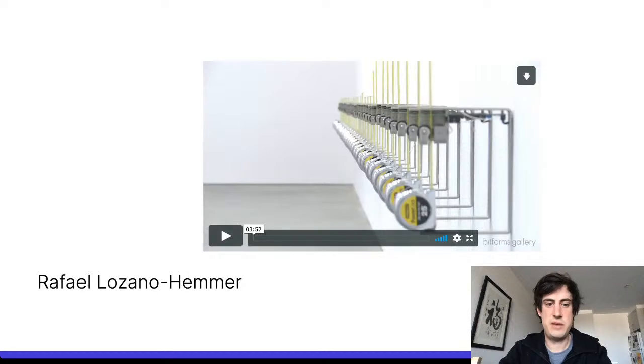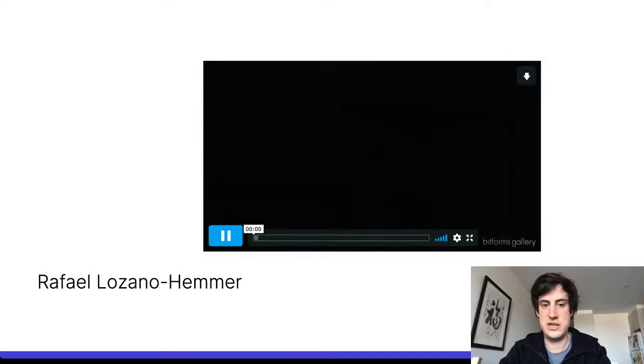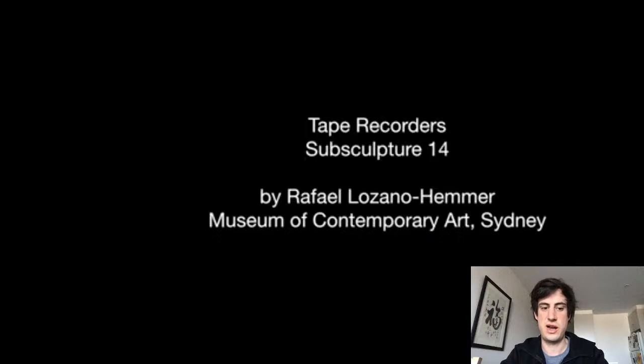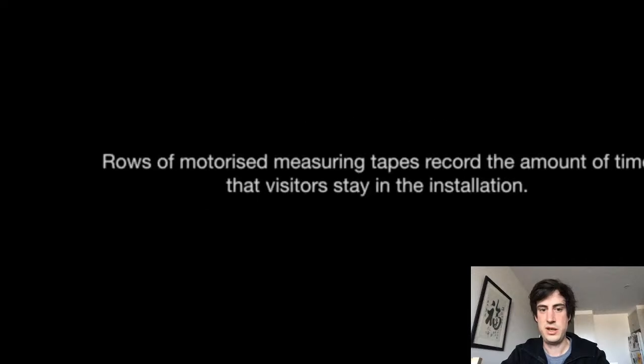So Raphael Rosendahl is kind of typical for an interactive artist who foregrounds the idea that if someone doesn't turn up to the work, then the work doesn't actually exist. So he tries to set up conditions which foreground that. This is an example of quite a successful one that I think he's done, where he's here used rows of motorized measuring tapes, and they record the time that a person has stood in a part of the room, and they project upwards.